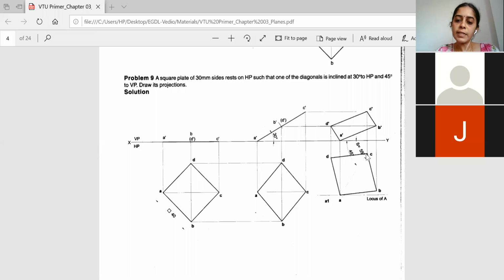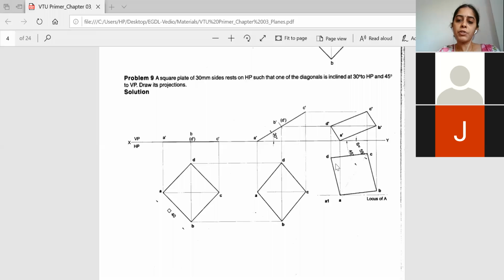After this, if you extend this line to the XY line, you will get the beta angle. Always the beta angle will be more than the angle of inclination with respect to VP. After joining this, now we have to shift this entire stage into the beta angle where you have drawn the diagonal. To construct, after drawing the diagonal, find out the center point.